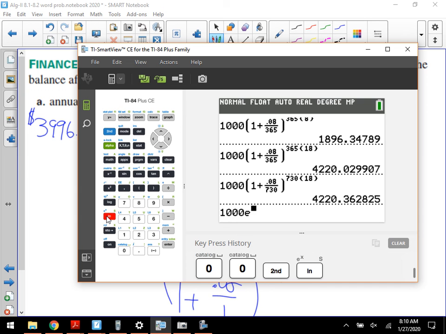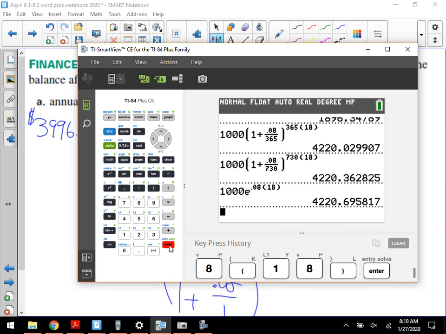Now, the rate is still the same thing. It's still the decimal value of the percentage. In this case, it was 8%. So for my exponent, I would type in 0.08 times parentheses 18, because I'm looking at it continuously compounding for 18 years at 8%. When I hit enter, you'll see it's really close to that same value.